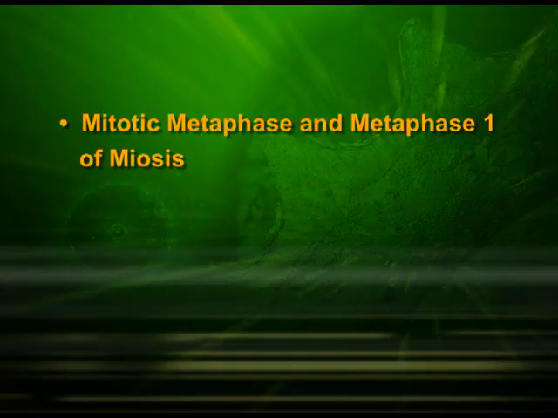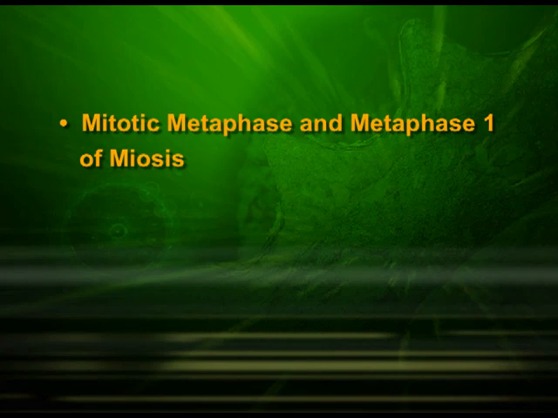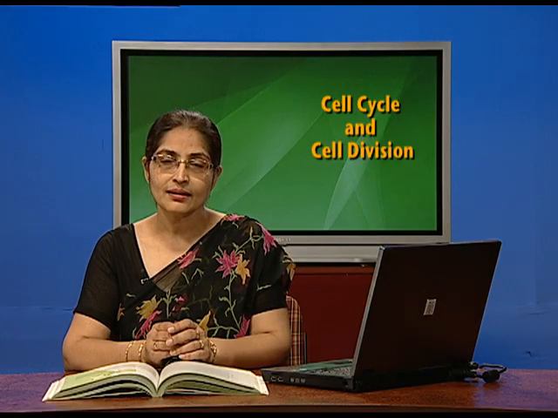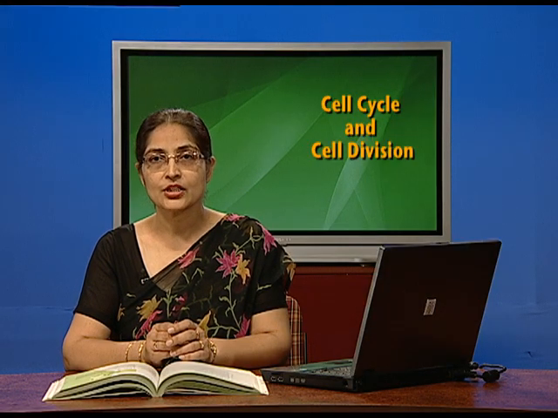After today's lesson, you should be able to answer these questions. First, bring out the differences between mitotic metaphase and metaphase 1 of meiosis. You could support your answer with diagrams in a cell in which the diploid number is 4. Also, differentiate between the mitotic anaphase and anaphase 1 of meiosis. Practice this in a cell where 2n number is equal to 6.